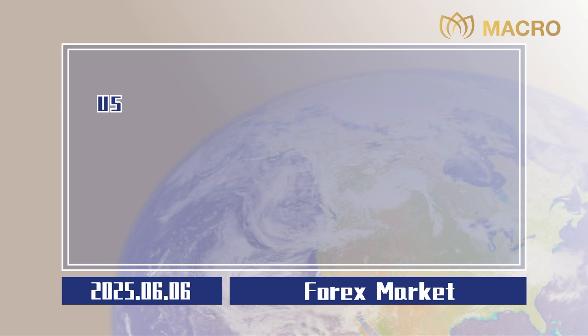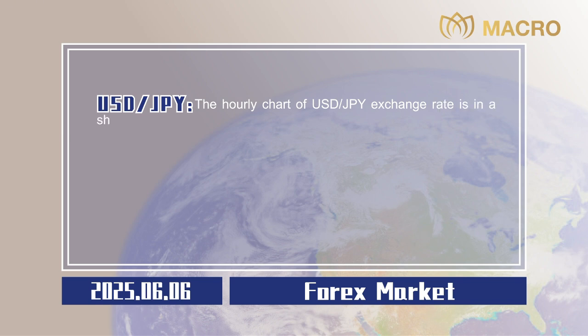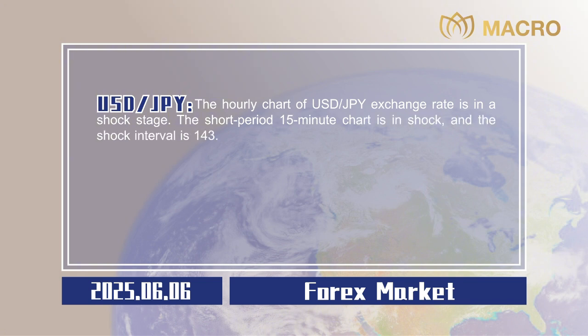0.0020. US dollar to Japanese yen. The hourly chart of US dollar to Japanese yen exchange rate is in a shock stage. The short period 15-minute chart is in shock, and the shock interval is 143.36 to 143.99.